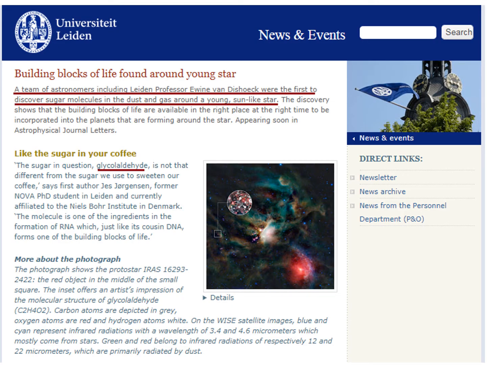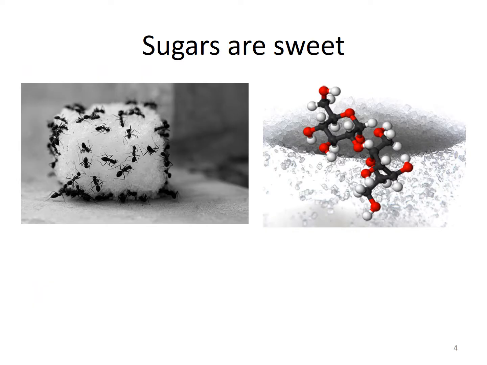Well, the answer is yes and no. Yes, because this sugar is known as glycoaldehyde and it is found in the dust and gas around a young sunlight star. While the answer is no at the same time, because biochemically speaking, a monosaccharide should consist of at least 2 hydroxyl groups.